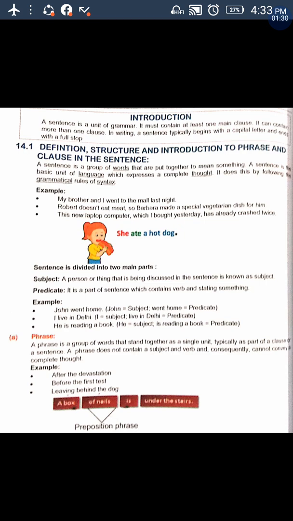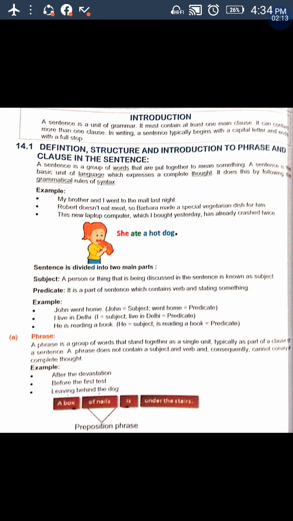So what do we understand by a sentence? A sentence typically begins with a capital letter and ends with a full stop. This is what a sentence is, the basics of a sentence. Okay. Now coming to the definition of clause and phrase. Since I told you all about clause, a sentence must contain one main clause and it might contain many clauses also, more than one clause also.